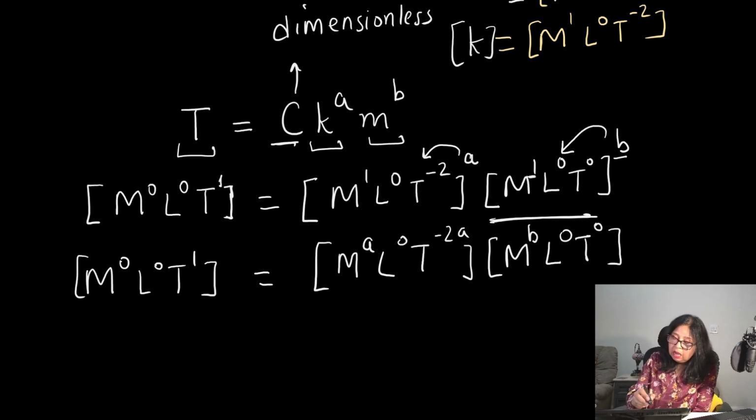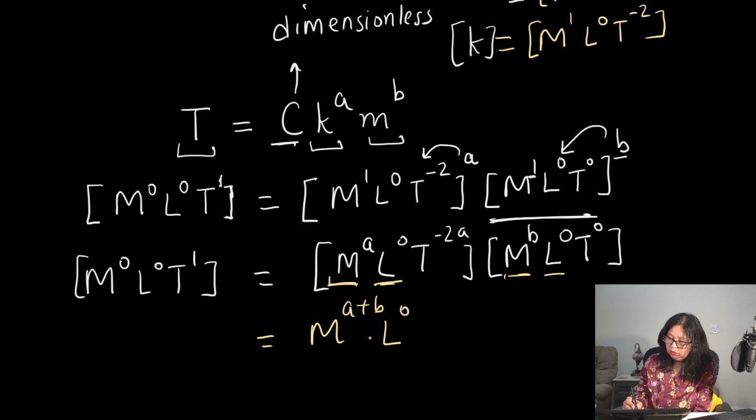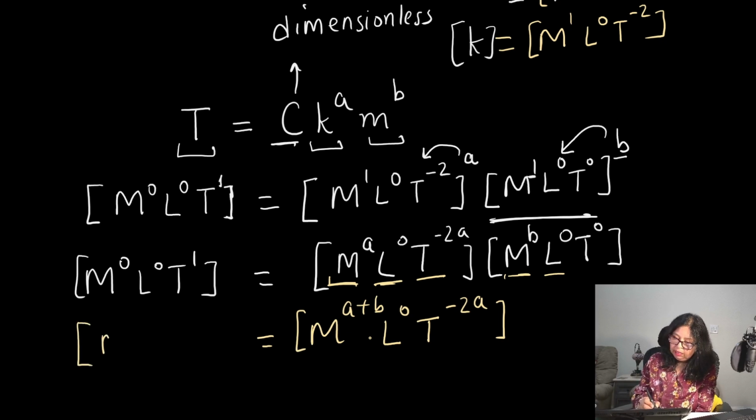Now on the right-hand side, wherever the base is same, since I'm multiplying these two dimensional formulae, we add the power. So M to the power A plus B. Then I have this L to the power 0, 0 plus 0 is 0. T to the power minus 2 plus 0 remains minus 2. Left side is M0, L0, T to the power 1.